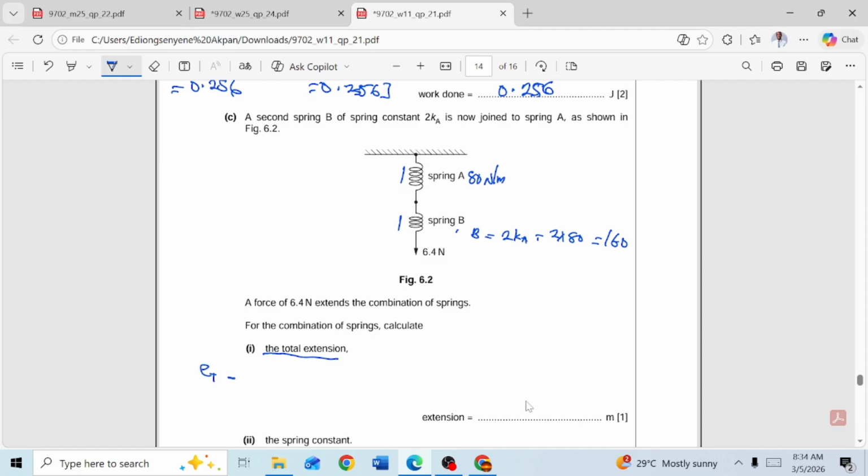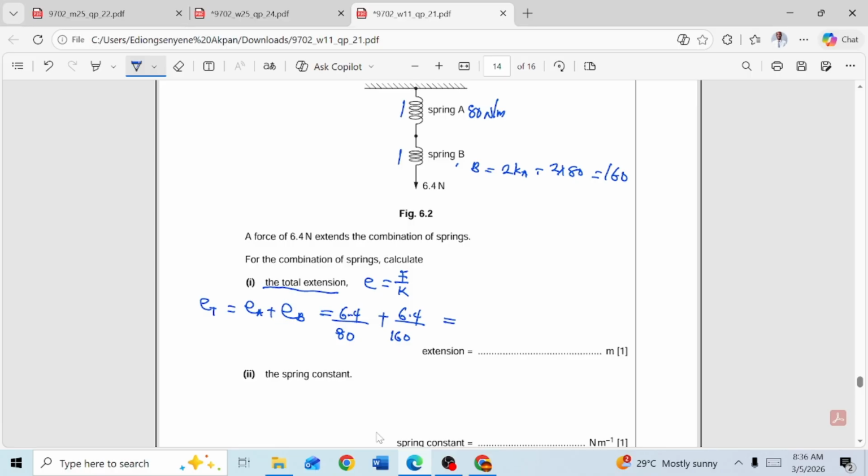Total extension will be extension in A plus extension in B. The formula for extension is force over spring constant. This will be 6.4 over the spring constant for A, which is 80, plus 6.4 over the spring constant for B, which is 160. This will give us 0.08 plus 0.04, which is 0.12 meter. The total extension is 0.12.